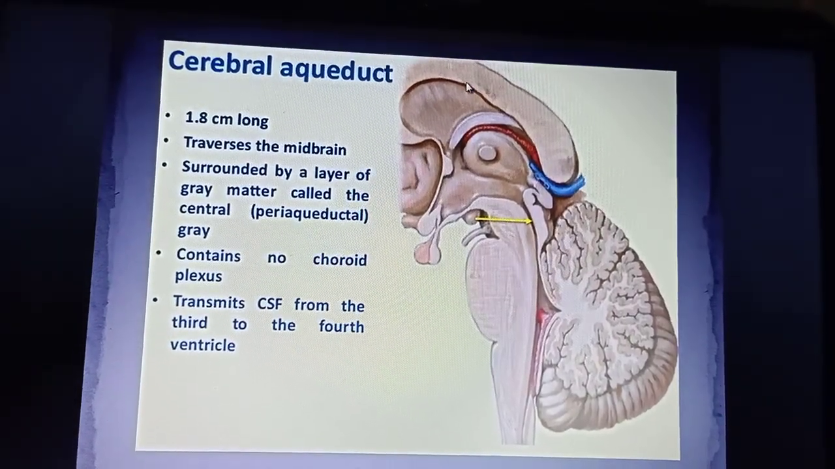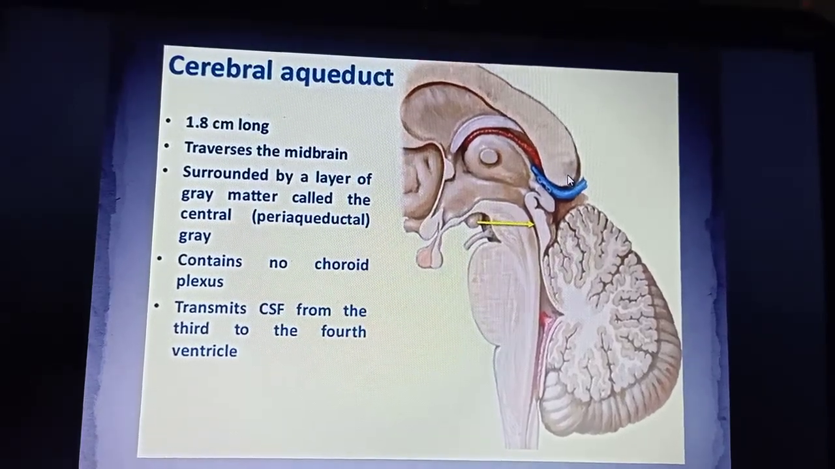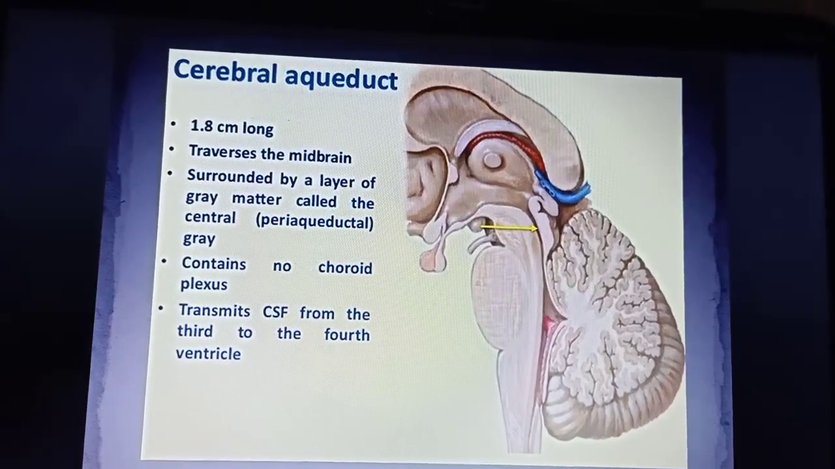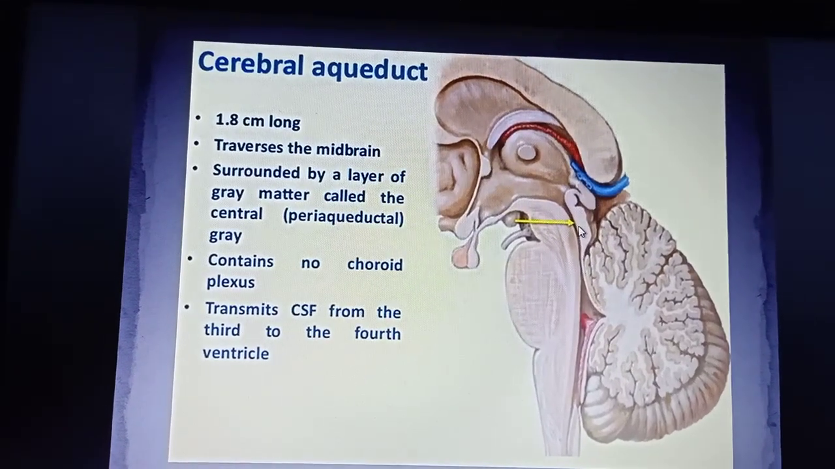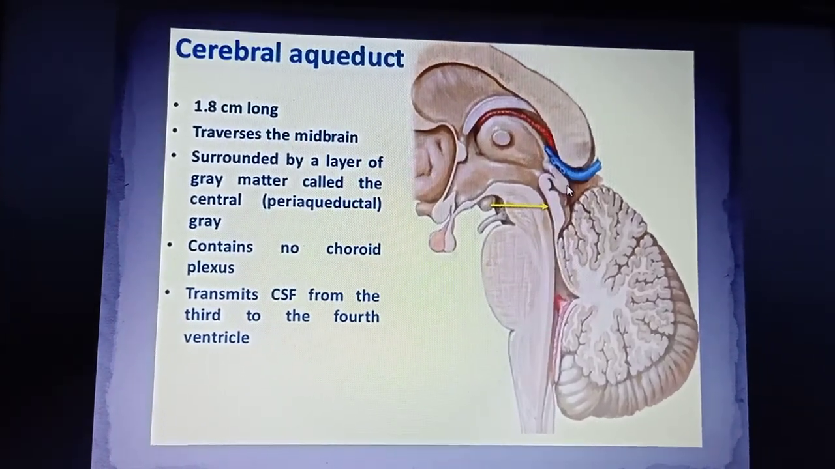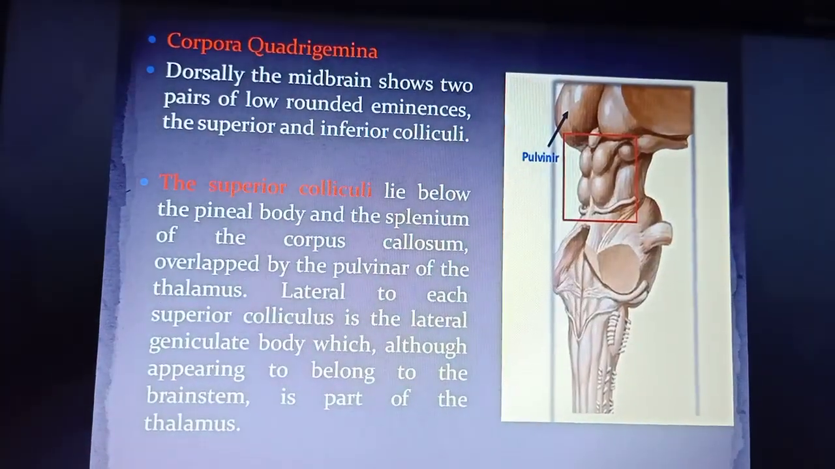This is corpus callosum. The posterior part of the corpus callosum is called splenium. This is splenium. This is pineal gland. Here is superior colliculus. So the superior colliculus lies behind the splenium and pineal gland.